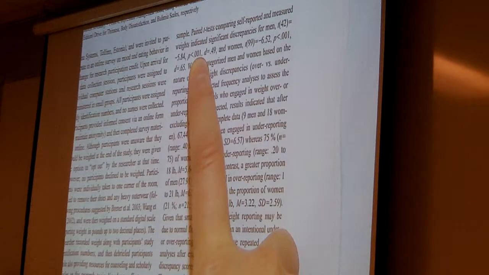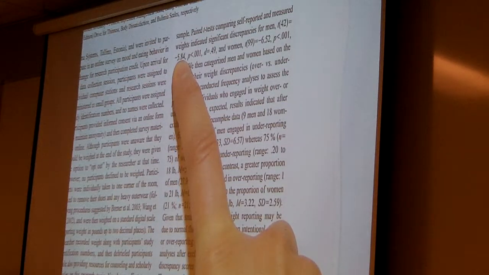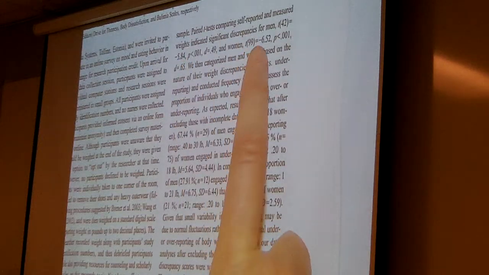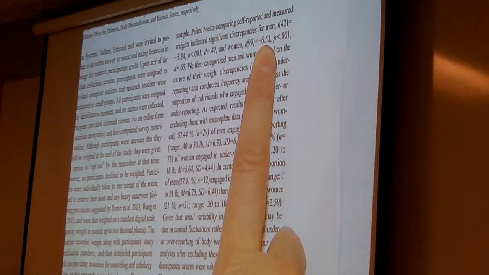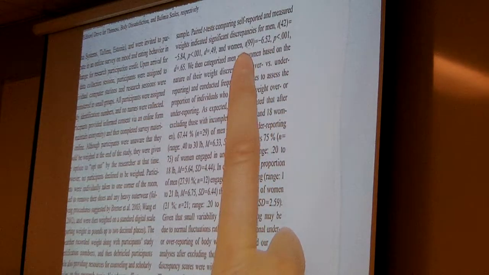It just means that there were significant differences, right? So that we know that, but we see this negative number here, and it makes me think that their self-reported scores were significantly lower on average than their actual scores. And that's consistent with the fact that 67% of the men under-reported. So on average, the men are saying they weigh less than they actually do. And it's a significant difference between what they say and what's true. For women, that's also the case. They significantly under-report.